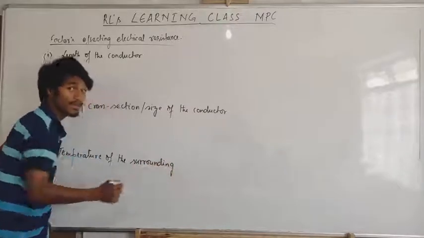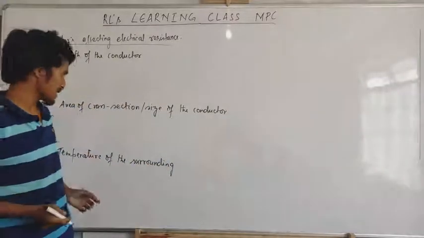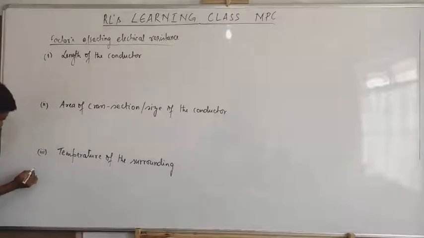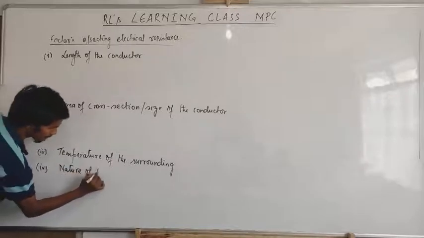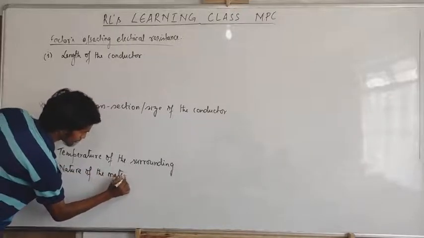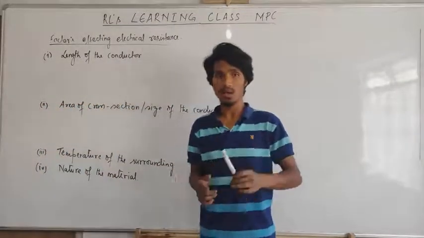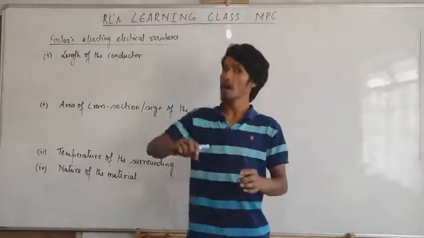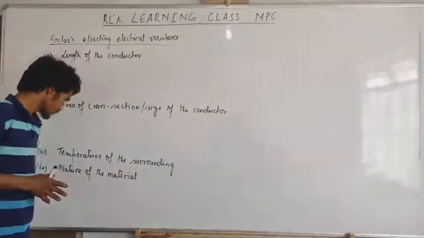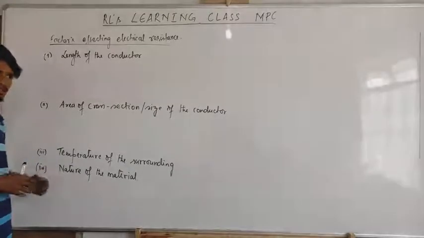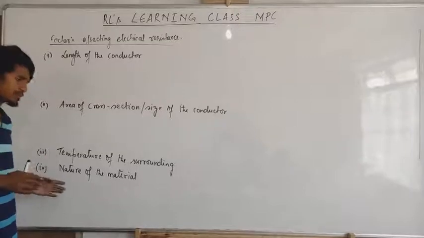Because I told you from the beginning that electrical resistance will change at different locations. That depends on the temperature. Then number 4, nature of the material, because different materials have different electrical resistance. Copper has a different value of electrical resistance, aluminium has a different value, and silver has a different value. You will go deep into the nature of material in higher class, but here we will just do it in brief.